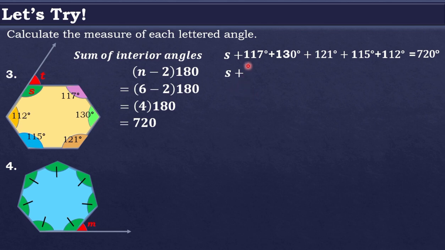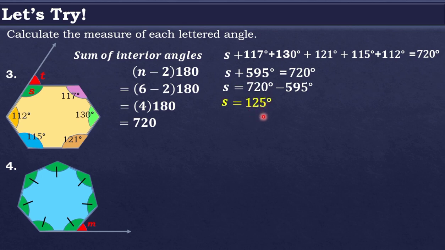So, your S plus, total mo to, that is 595 degrees, is equal to 720 degrees. So, we have S, minus natin, 720 minus 595. So, your S is 125 degrees. So, therefore, this is 125 degrees. So, pag chinek ninyo, inadd nyo lahat ng interior angles niyan, ang magre-result niyan ay 720 degrees.